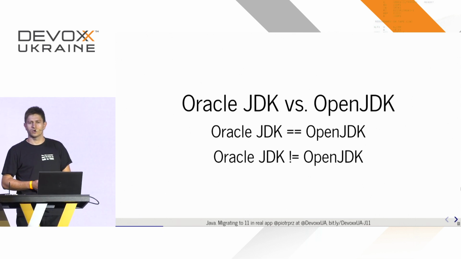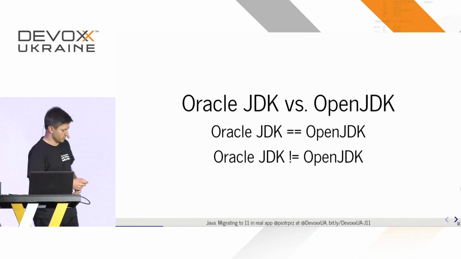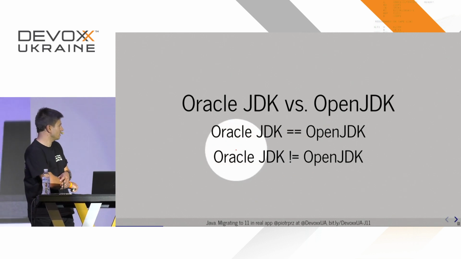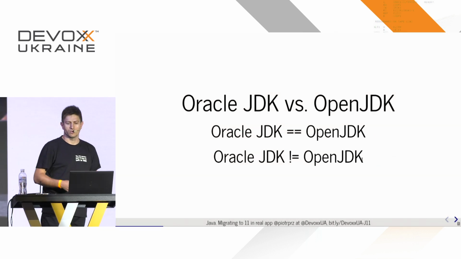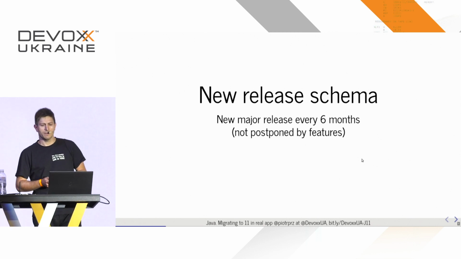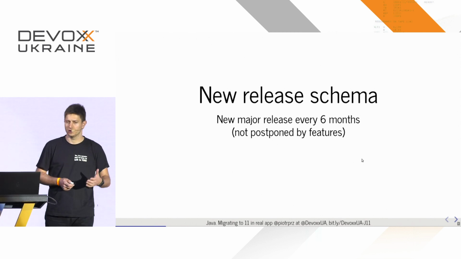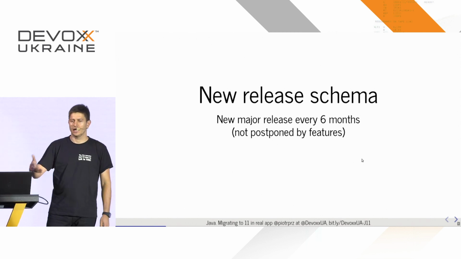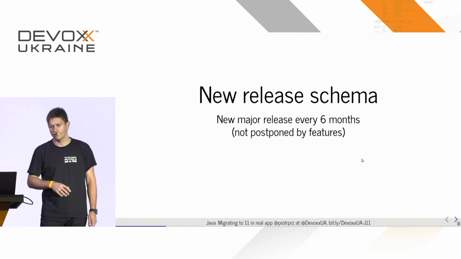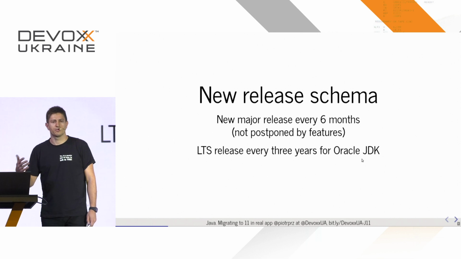There are some differences, of course, when it comes to licensing and money. Then they are different because the first one, Oracle JDK, is of course paid in production, as we know since Java 11. This one is free. So in terms of legal use, they're not exactly the same. And of course, there's this new release schema. A new major release of Java is released every 6 months, and it's not postponed by any features. If a feature doesn't make it, then it doesn't get merged, like we saw with raw strings for JDK 12. Oracle releases for their JDK a new LTS version every 3 years.